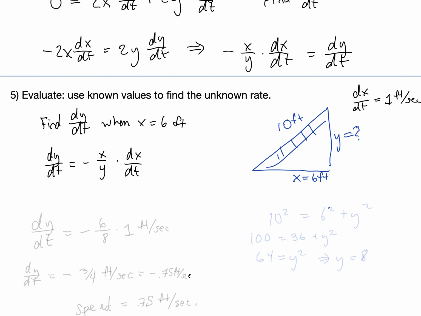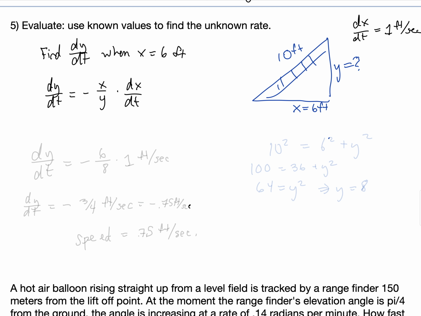We know x, we know dx/dt, we don't yet know y, but we can use the Pythagorean theorem to solve it. So we know that 10 squared is equal to 6 squared plus y squared. So 100 is equal to 36 plus y squared. That means 64 is equal to y squared, and so y would be the square root of 64, could be plus or minus 8, but it's going to be a non-negative height, so y is equal to 8 at that moment.